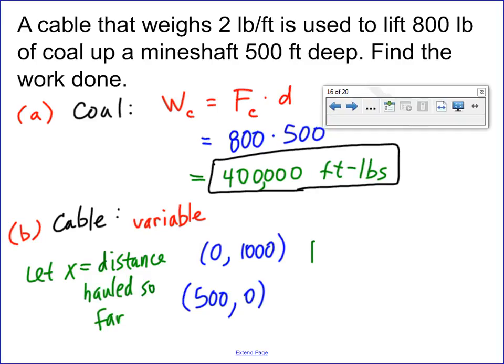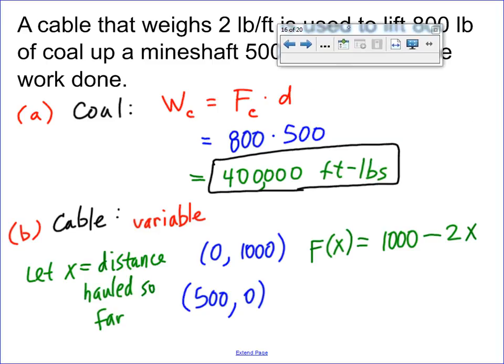So I can get my linear equation. It looks like my variable force F is given by the initial value 1,000 foot-pounds minus, and it looks like down 1,000 over 500 is negative 2x. Well, look, you guys, we already had that from our weight originally. All right, now we're ready for our work.